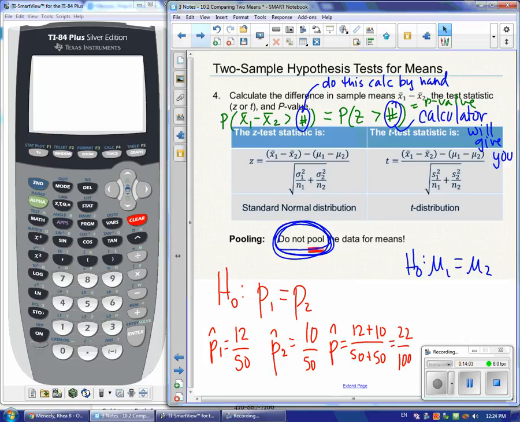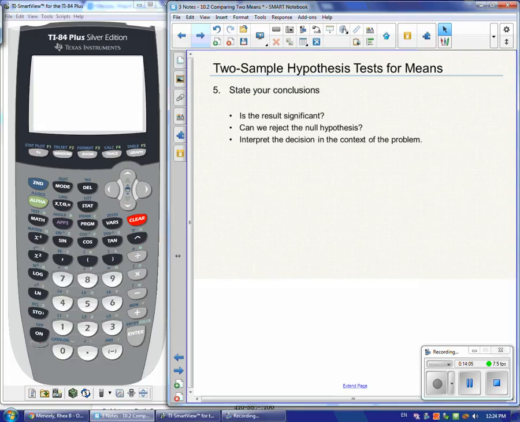Okay. You'll get your p-value, and then you'll state your conclusions like we always have. Is the result significant? Can we reject the null hypothesis? And then make sure not only that you're interpreting the decision in the context of the problem, but that you always refer back to your alternative hypothesis.